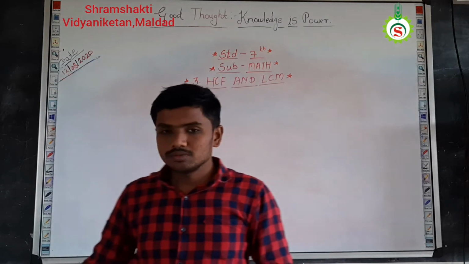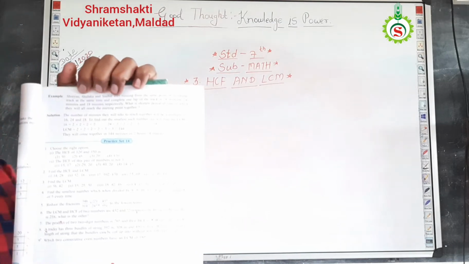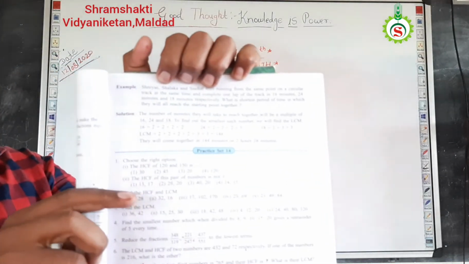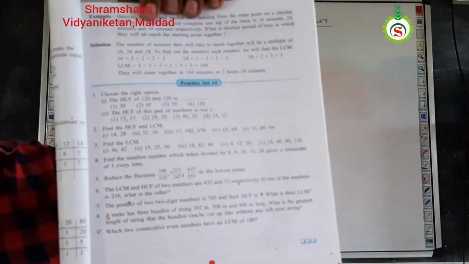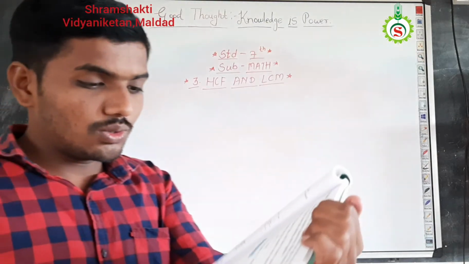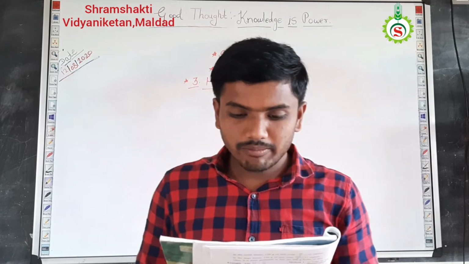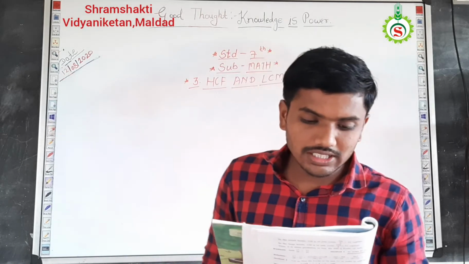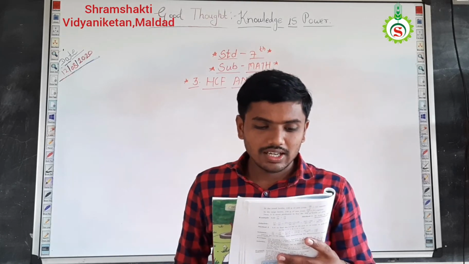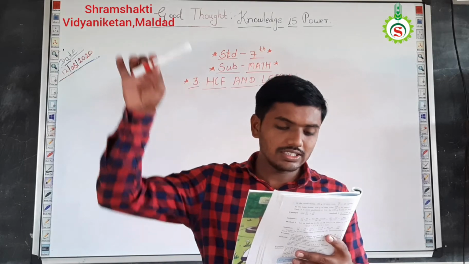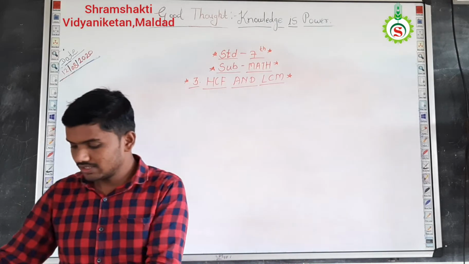Okay, so in your book on page number 23, there is one exercise, that is practice set 14. That is the last practice set we have to solve in today's lecture. So I think all of you have opened the book in front of you, and on page number 23, practice set 14, the first question is: choose the right option. And in that first question, the first one is: the HCF of 120 and 150 is. What is the question?